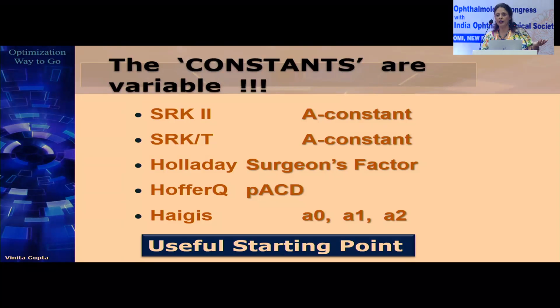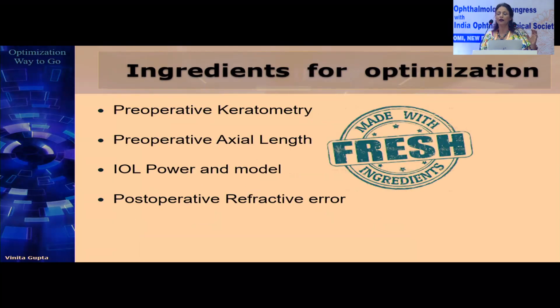We have the surgeon factor for Holladay, the pACDs for Hoffer, and A0, A1, A2 for Haigis, all of which are used as a starting point. But remember, for optimization of your own results, you need these basic ingredients which we all have when doing a cataract surgery: your preoperative keratometry, axial length, IOL power in the model which you are choosing, and the post-operative refractive errors of your previous cases.